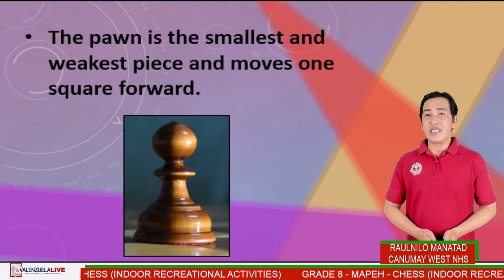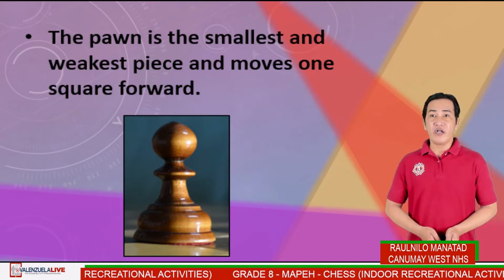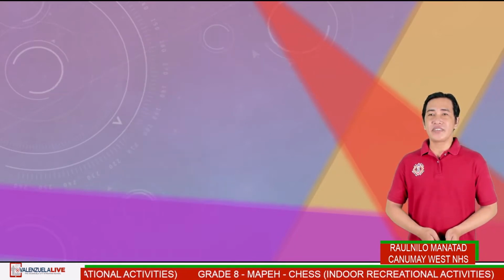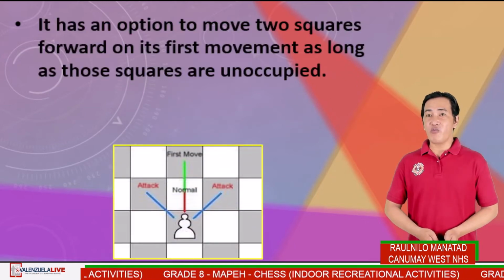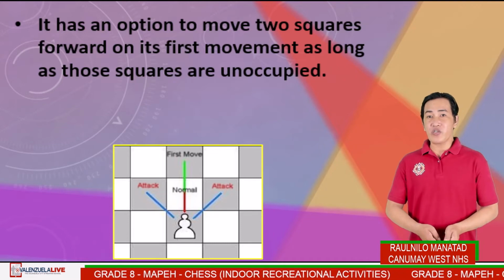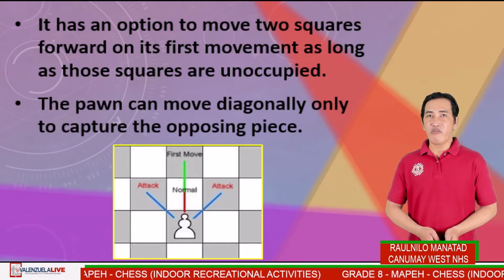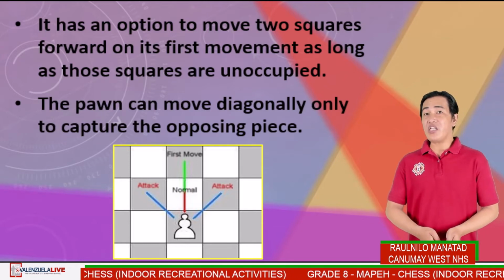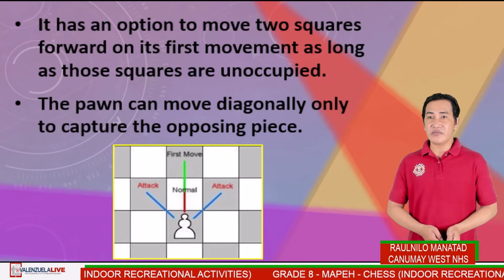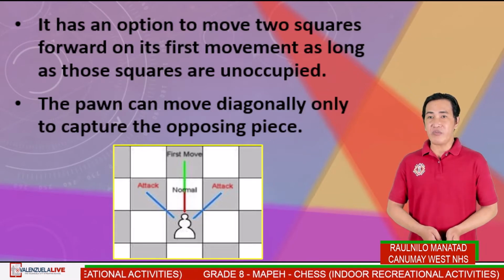The pawn is the smallest and weakest piece, and it moves one square forward. It has an option to move 2 squares forward on its first movement, as long as those squares are unoccupied. Pawn can move diagonally only to capture the opposing piece. Pawn might be the weakest, but it can be promoted.